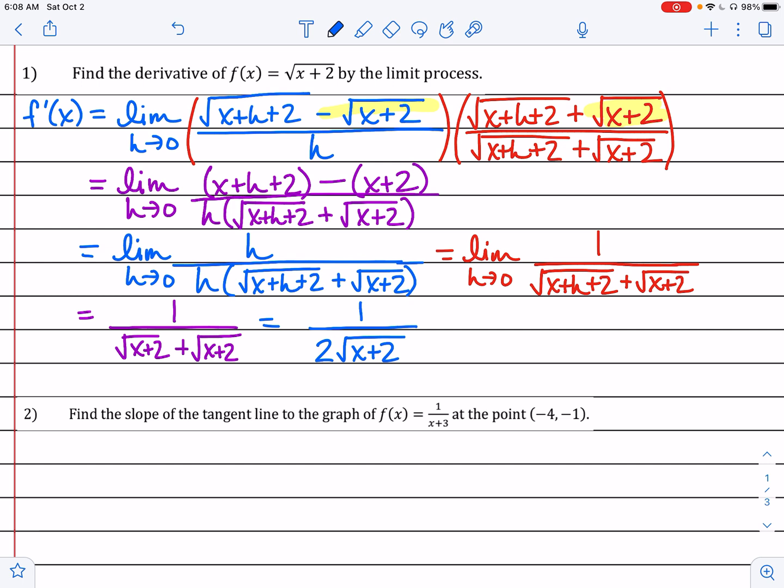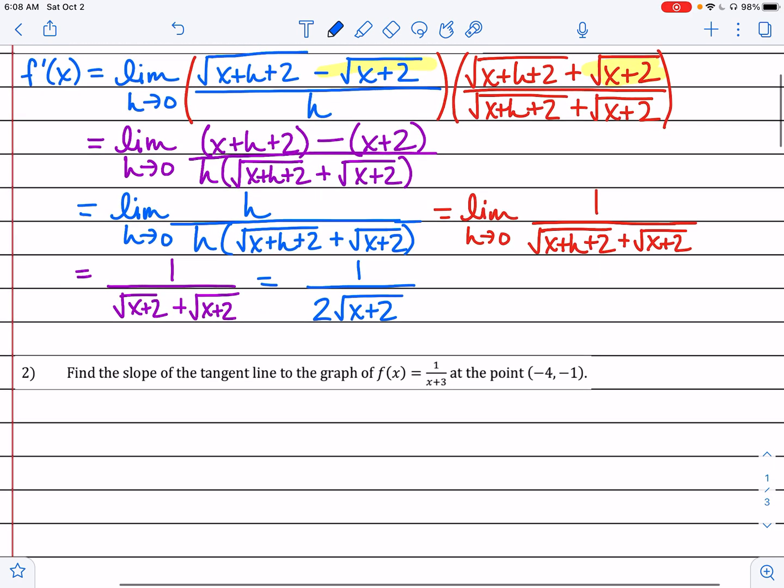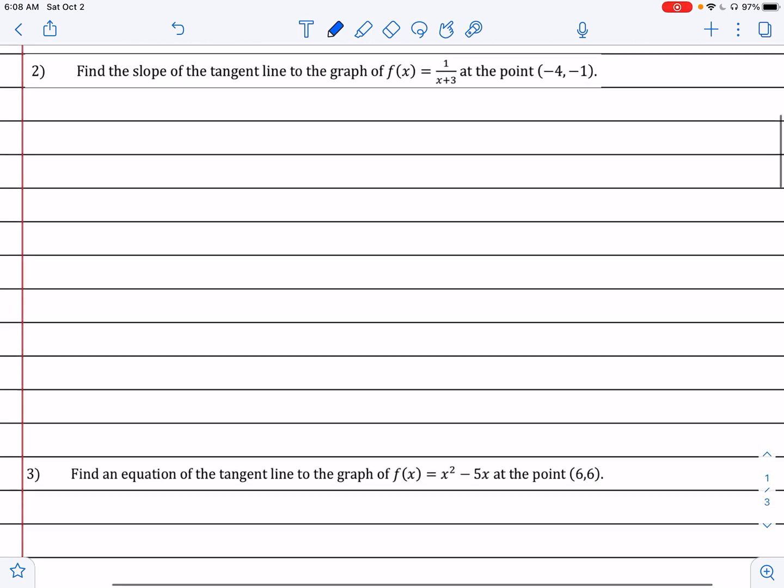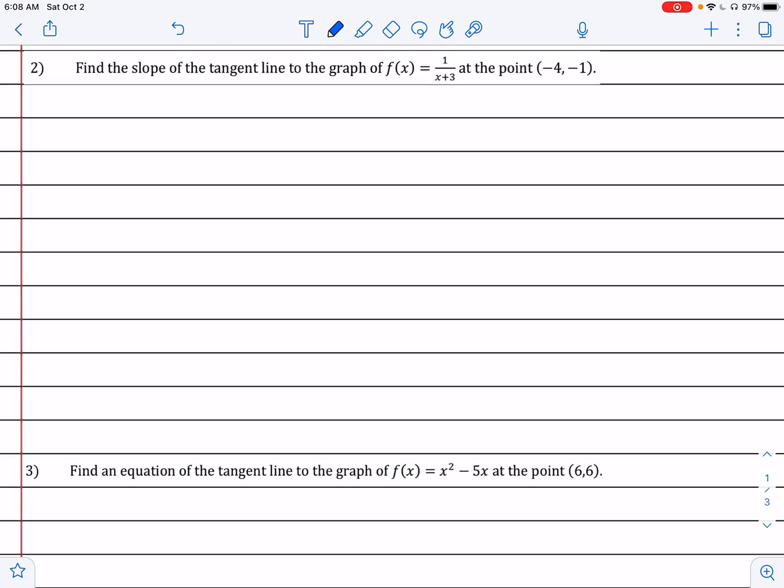Now let's compare 1 to 2. On 2, it asks you to find a slope of a tangent line at a point. And since we know what the derivative represents, the tangent line at any point on a graph, we can use the same limit process to answer question 2. So on question 2, I'm going to start with that same notation.